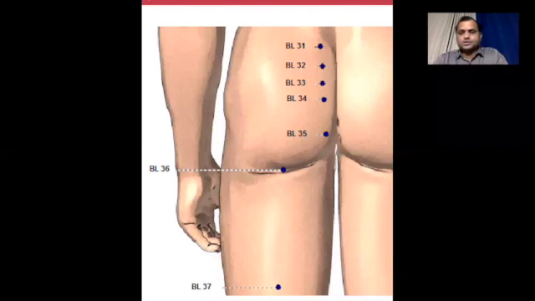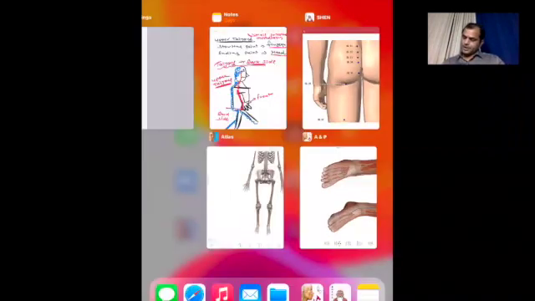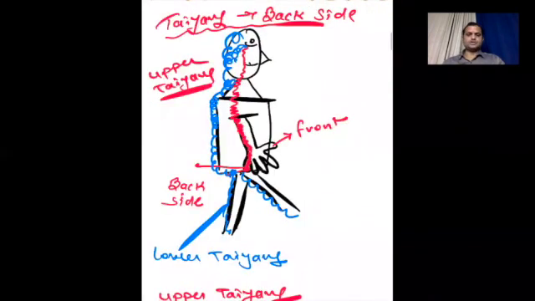Because as per acupuncture, the meaning of bladder is not just the urinary bladder, which is responsible for urination. The meaning of bladder meridian is spine, back part of the body, back part of the knee and all. So the small intestine and bladder meridian together are called Taiyang, and they have the responsibility to supply the back part of the human body, and they have very great yang energies.